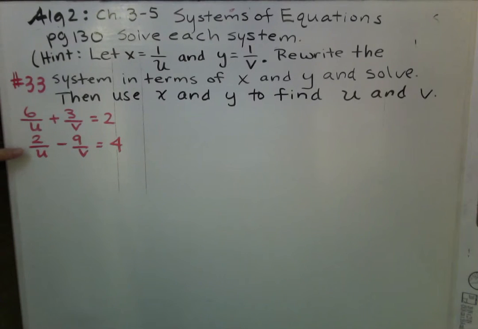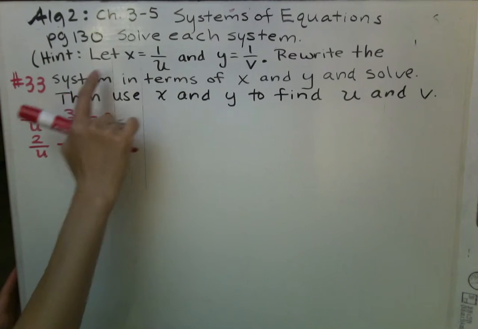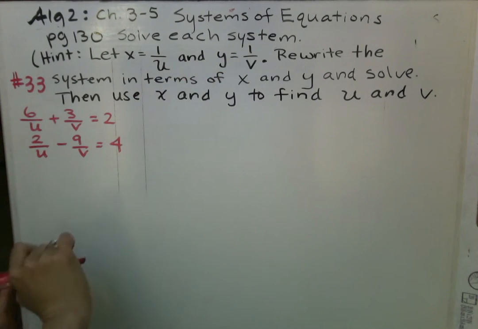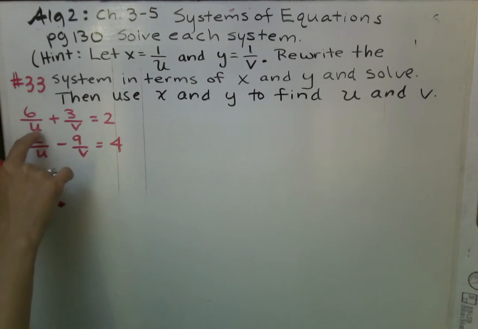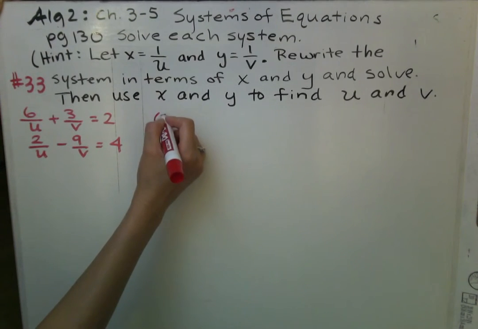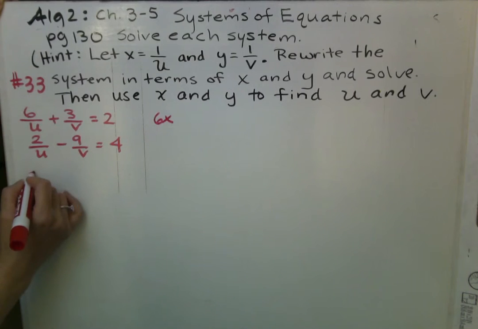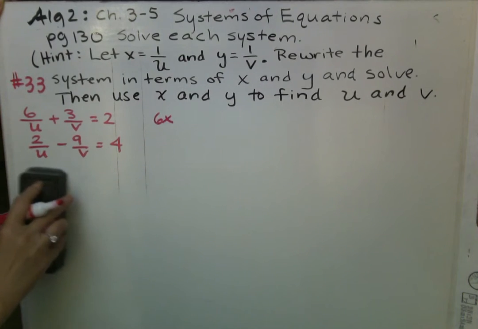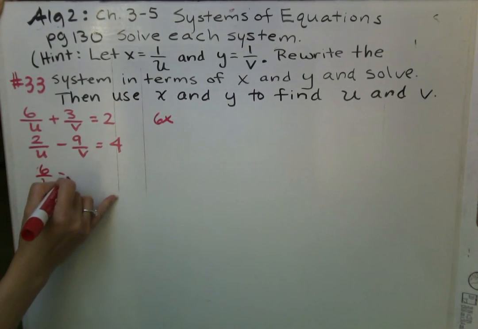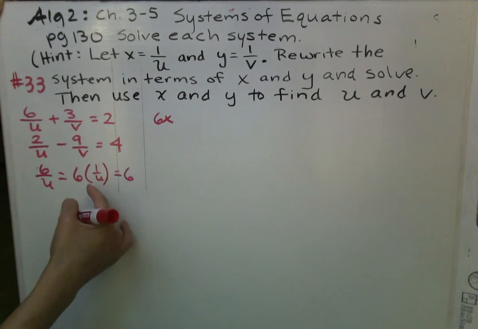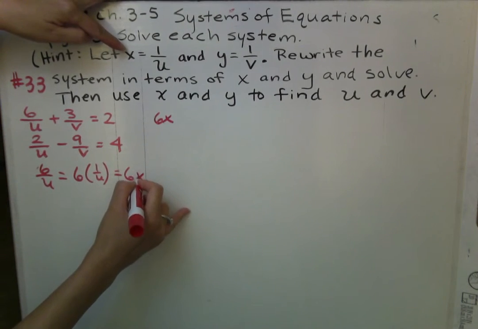But notice how the format looks a little different than what we're used to. They give us a hint to use x equals 1 over u and y equals 1 over v. So I'm going to convert 6 over u into 6x. And how did I do that? Well, we know that 6 over u equals 6 times 1 over u. Therefore, this 1 over u, we're going to substitute for x.